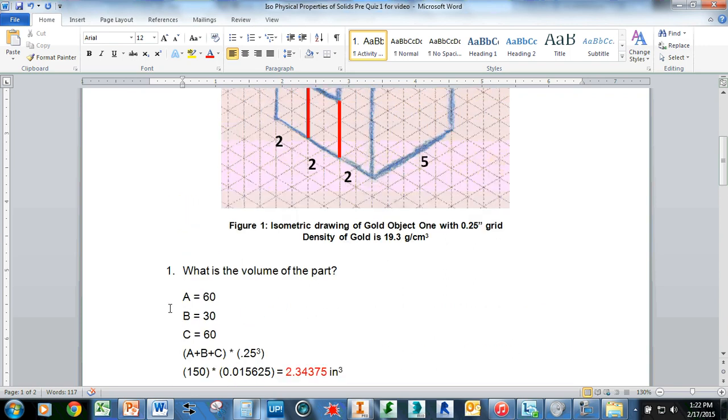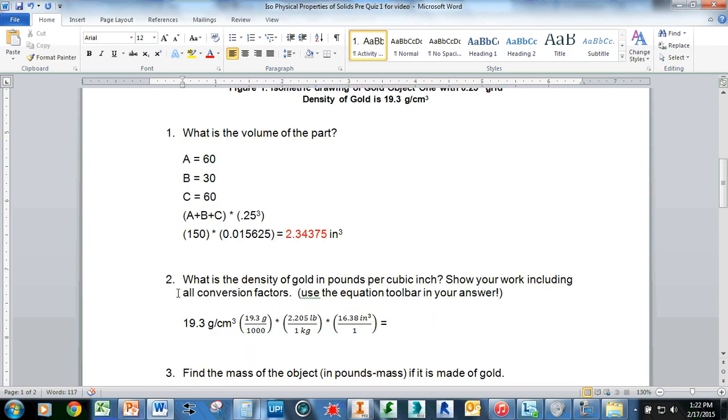Now, moving on to the next question. Number 2, what is the density of gold in pounds per cubic inch?